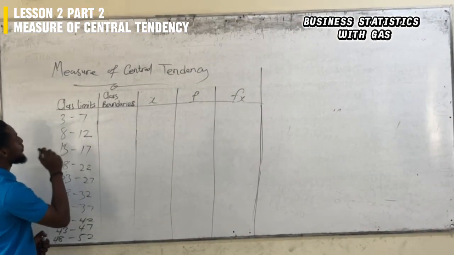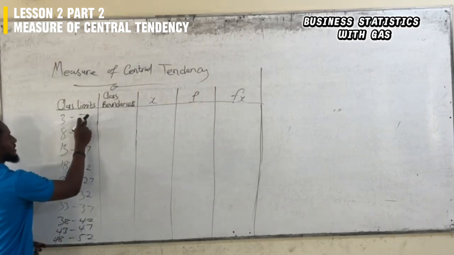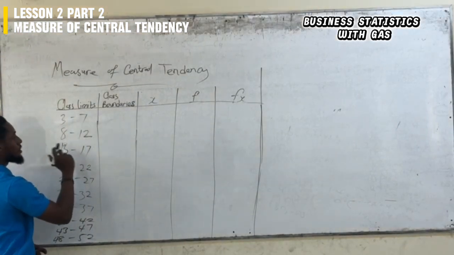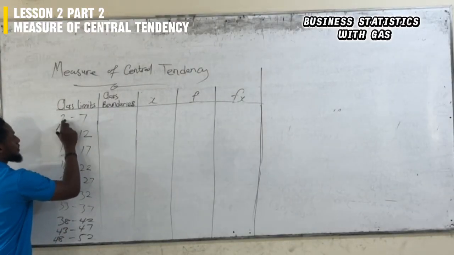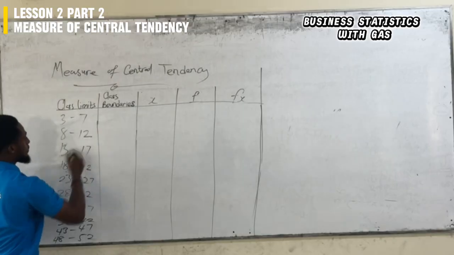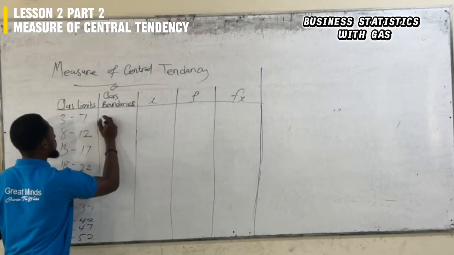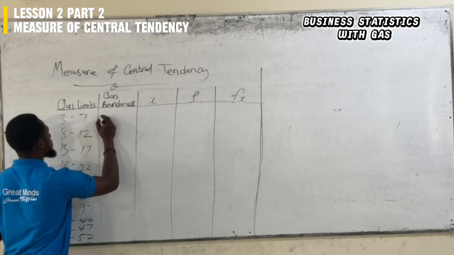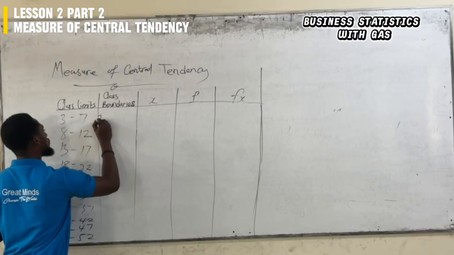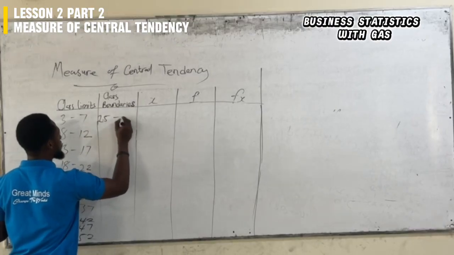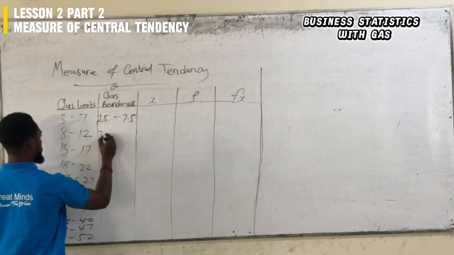When you subtract this 7 from this 8, you are getting 1. When you divide that 1 by 2, you are getting 0.5. You subtract the 0.5 from 3 and you add the 0.5 to this 7. And that is what you do to all. So now let's start with the 3. When you subtract 0.5 from 3, you are getting 2.5. Then when you add it to the 7, you are getting 7.5. So let's solve. So 8, you are getting.